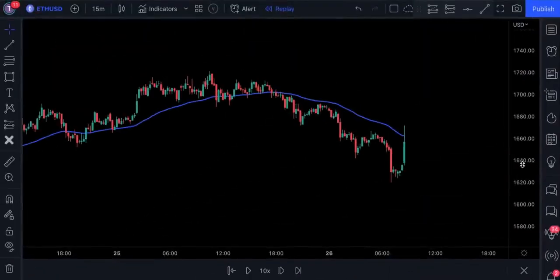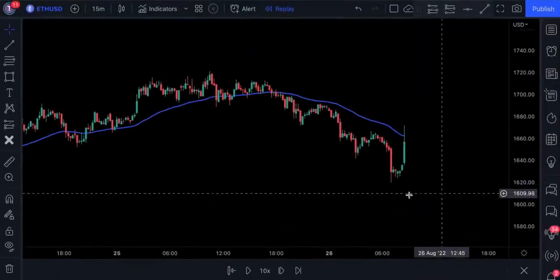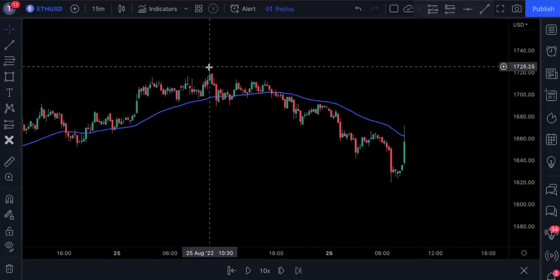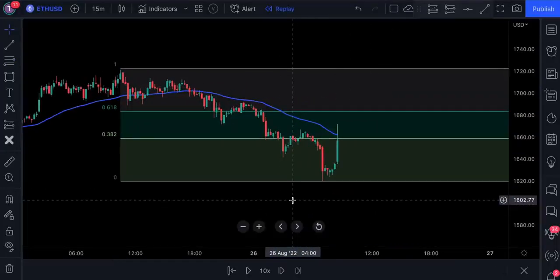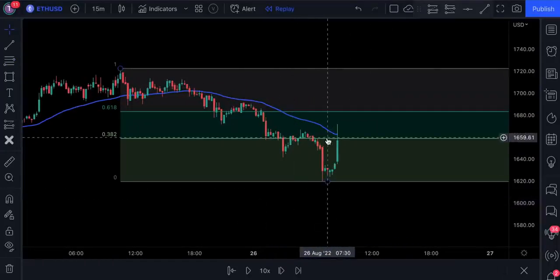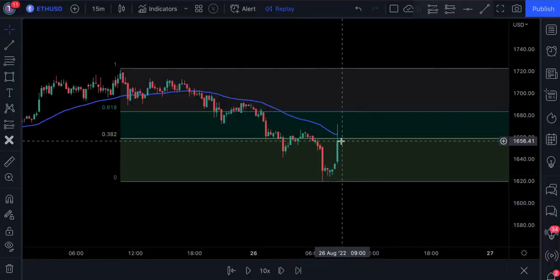Okay, now let's understand how to take sell positions with this strategy. For that, we need to first identify the major swing low and the major swing high, and then draw the Fibonacci from the major swing high to the major swing low. The next step will be to wait for the price action to pull back into one of these 2 Fibonacci levels. And most importantly, the price action must cross and close above the 50 EMA.